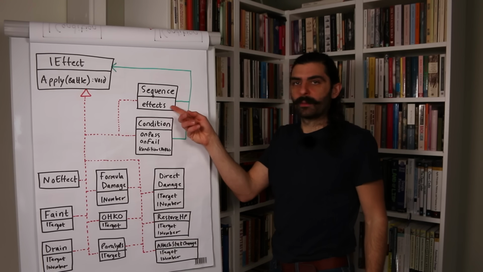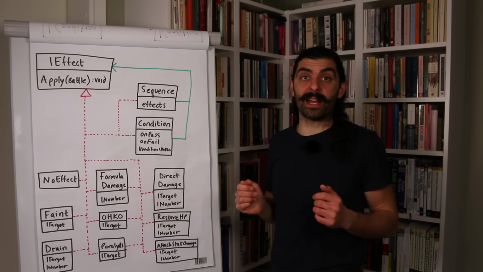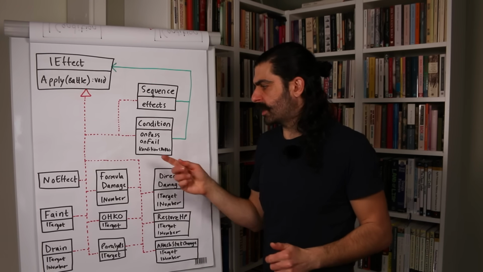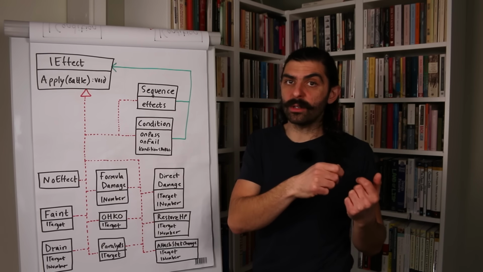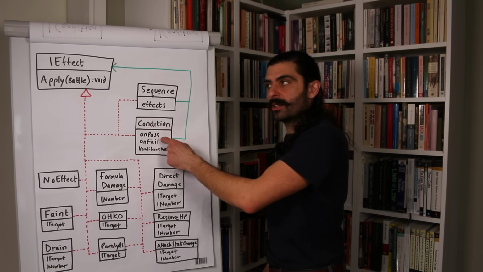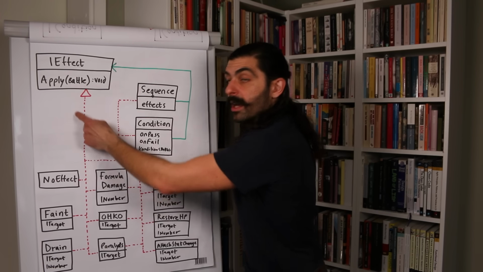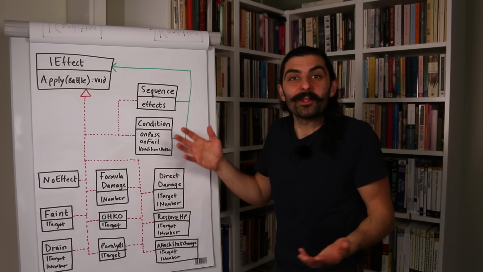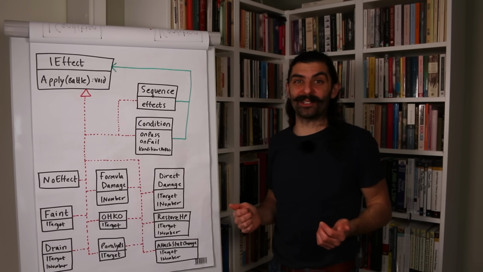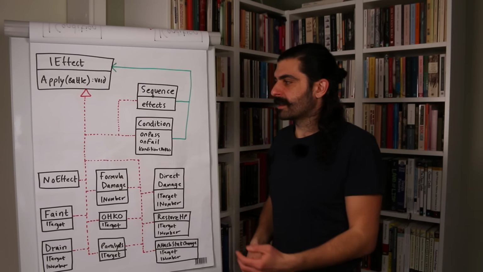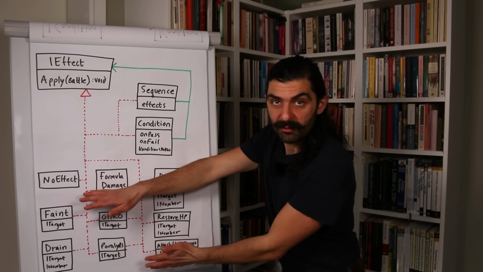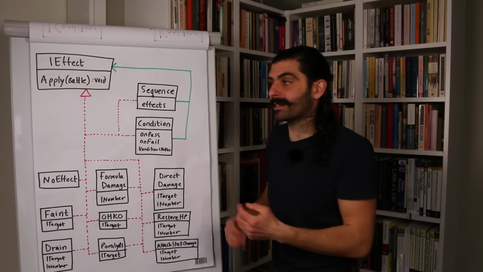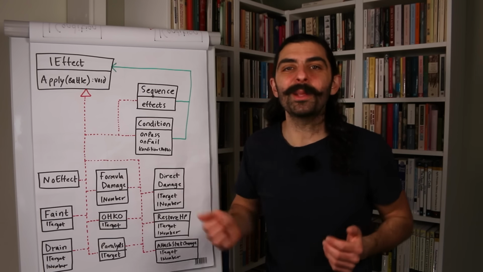So sequence contains any number of effects, and condition contains 2 effects, one for when the condition is true and one for when the condition is false. And notice how sequence and condition not only are effects, but also contain effects. So this is another case of the composite pattern. And since the composites and the leaves can be treated uniformly, can all be treated as effects, then we can nest sequences and conditions as deeply as we want.